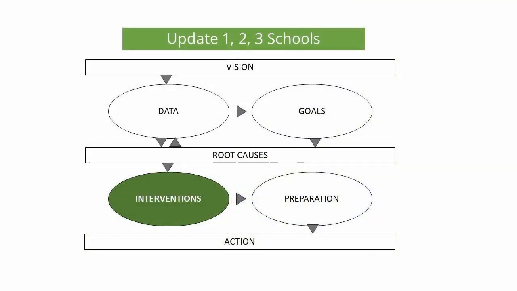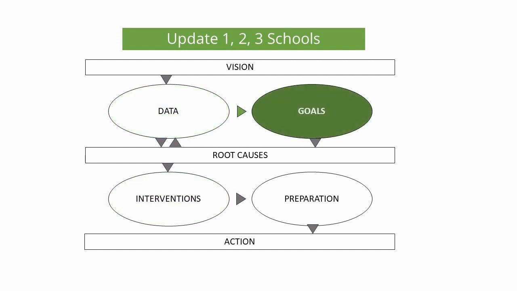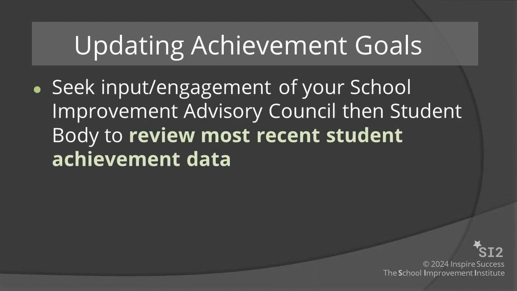Now that you've reviewed the implementation of your interventions for this year and updated your student achievement data, we're ready to move ahead to the next step, which is reviewing and updating your student achievement goals for the next school year. In this module, you'll once again seek the input and engagement of your School Improvement Advisory Council first, then your student body reviewing the most recent student achievement data and revising or creating new achievement goals for next year.